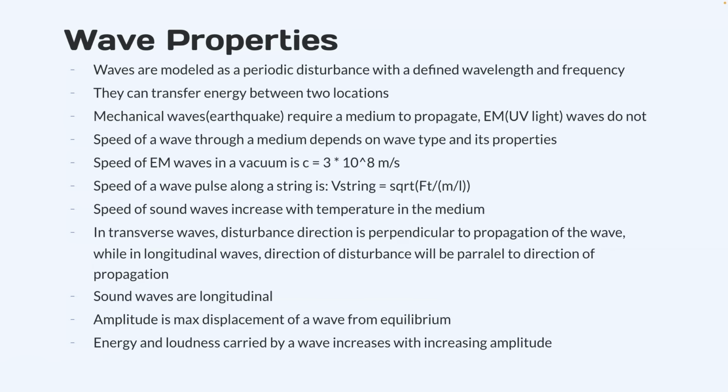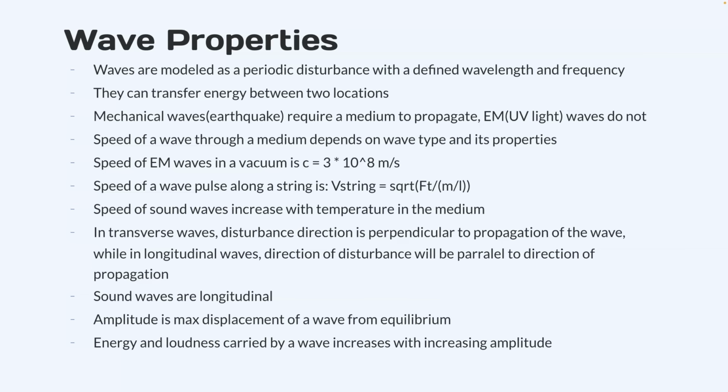The speed of a wave through a medium depends on the wave type and its properties. The speed of EM waves in a vacuum is c equal to 3 times 10 to the 8 meters per second. The speed of a wave pulse along a string is the square root of the tension force over the mass over the length. The speed of sound waves increases with the temperature in the medium.